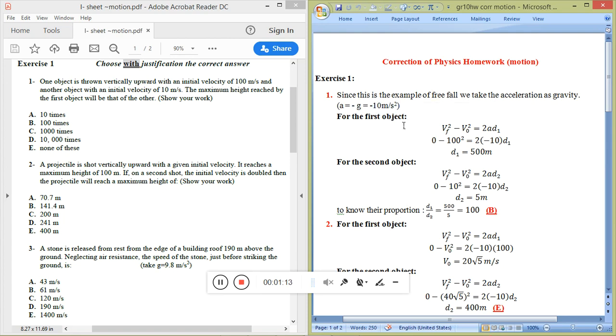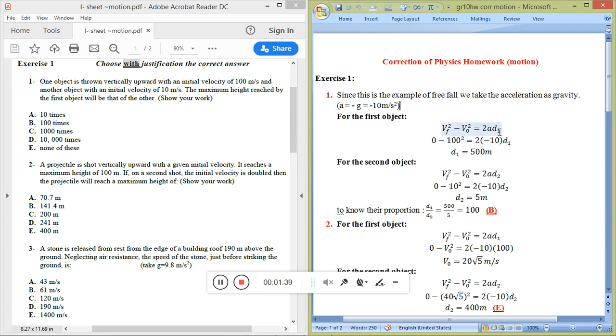This is always taken. So calculating for the first object, we have the final velocity, of course, 0, since the object will stop at the maximum height. Whenever we throw a ball, it stops before falling. So at the maximum height, the velocity is always equal to 0. So the final velocity is equal to 0.